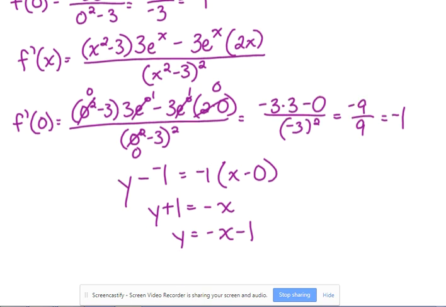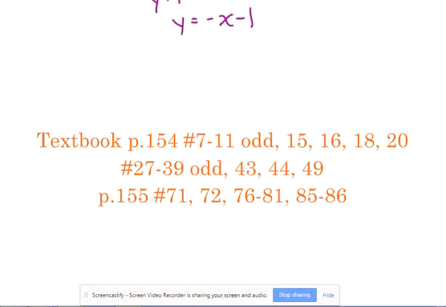Okay, so here are some textbook problems for you to practice with the quotient rule.